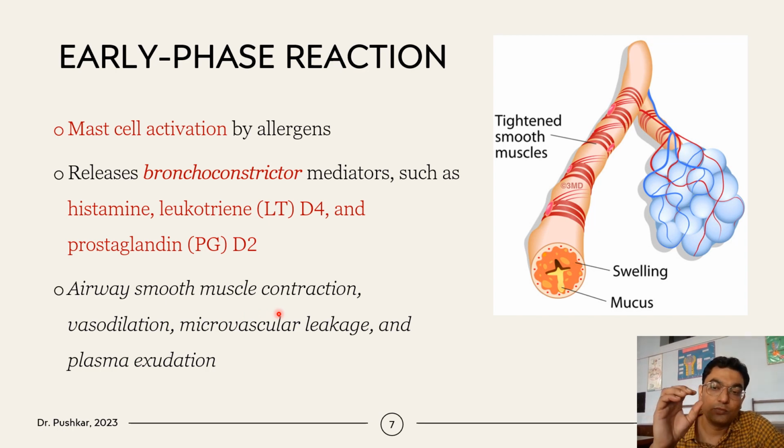When the smooth muscle is contracted, it leads to breathlessness or the feeling of chest tightness, as well as vasodilation, microvascular leakage and plasma exudation. So there is formation of mucus here. All this is in the early phase reaction. In the early phase there is bronchoconstriction, so we have to treat this bronchoconstriction by giving bronchodilators.